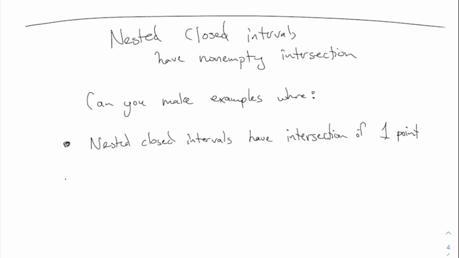How about nested closed intervals that have intersection of an open interval? In all the examples we did, you get a closed interval at the end. Can you think of a way to do it so that you get an open interval at the end? I got two others to think about.